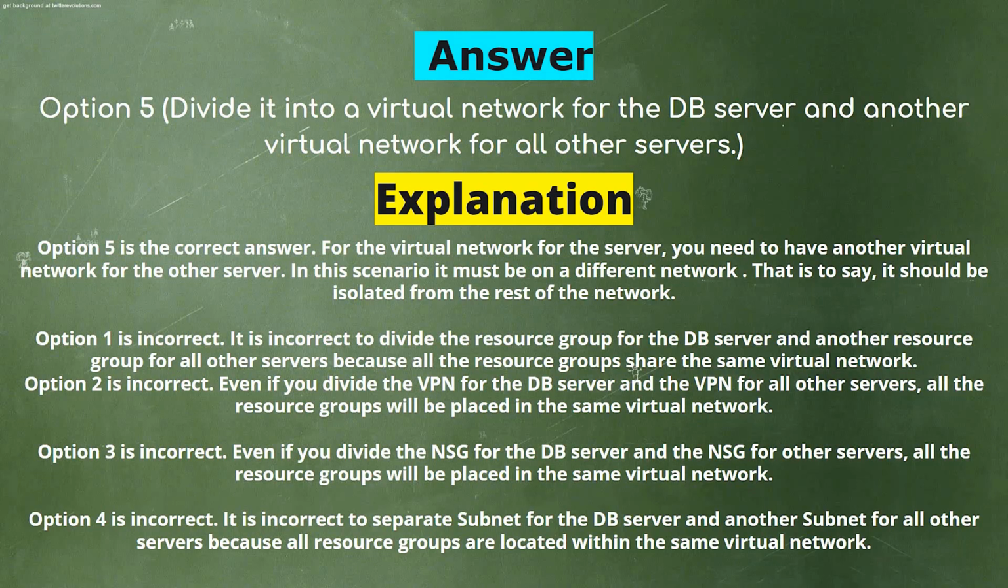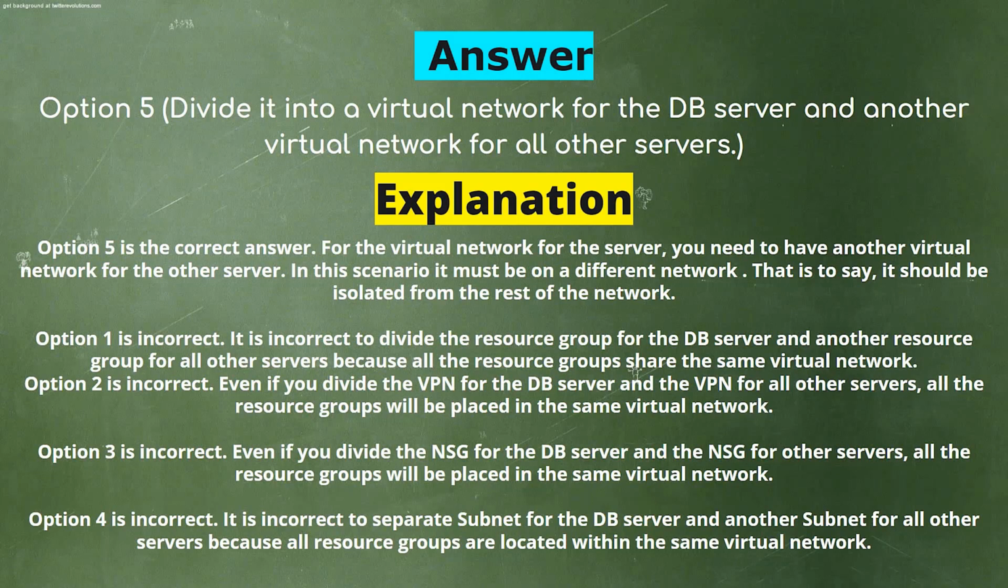Option 1 is incorrect. It is incorrect to divide the resource group for the DB server and another resource group for all other servers because all the resource groups share the same virtual network. Option 2 is incorrect. Even if you divide the VPN for the DB server and the VPN for all other servers, all the resource groups will be placed in the same virtual network.